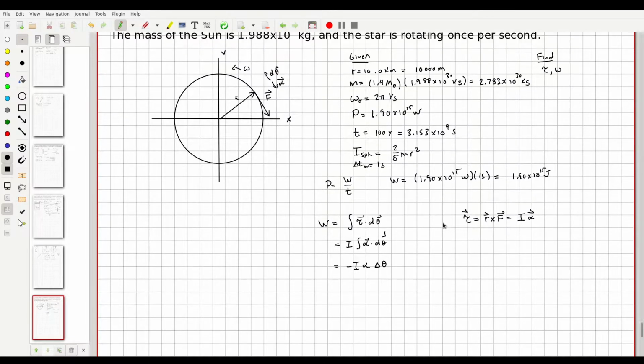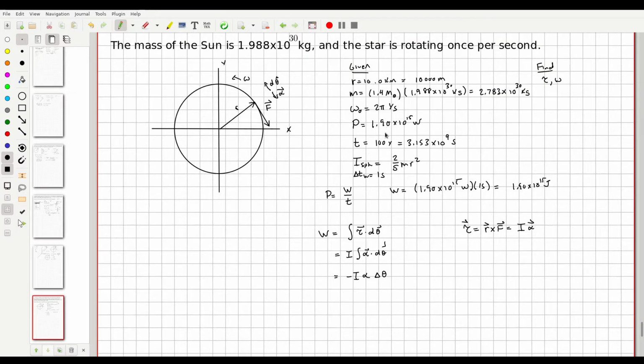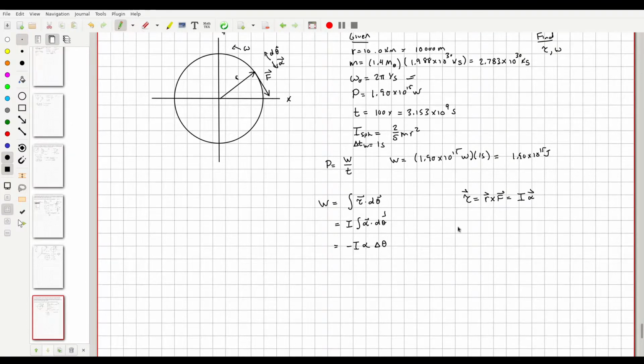All right. Now take a look here. This thing rotates once every second. That's this initial rotational speed, we'll say. So what that means is that I know a relationship between omega, delta theta, and the amount of time, at least right now, in this 1 second that I'm doing work.